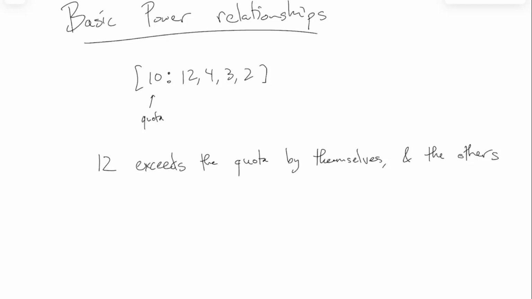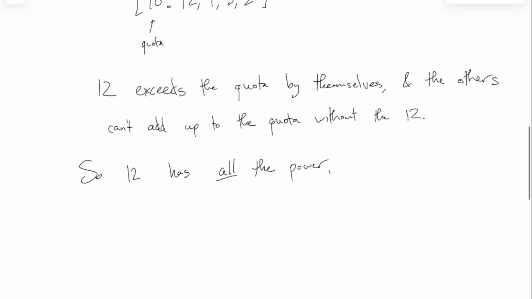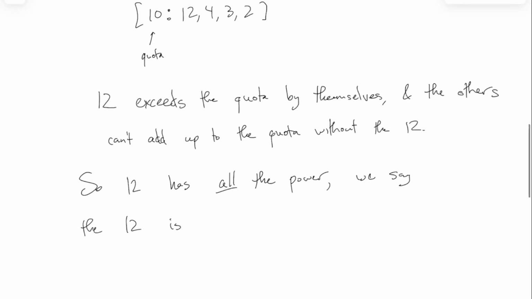So the 12 exceeds the quota by themselves, and the others can't add up to the quota without the 12, right? And so that means the 12 as an individual controls everything here. Nobody else's opinions matter, only the opinions of the 12. So in this case, the 12 has all the power. The other guys don't matter at all. And we say the 12, in this example, is, anybody know there's a word for this? This is a word we've used before. Yeah, is a dictator. The 12 we say is a dictator.